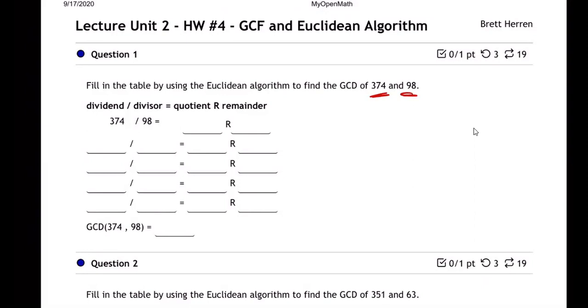Honestly, personally, I have no idea. I know 2 goes into both those numbers, but maybe there's something else. Maybe there's something bigger that goes into both those numbers. I don't know. That's what we're trying to find out.